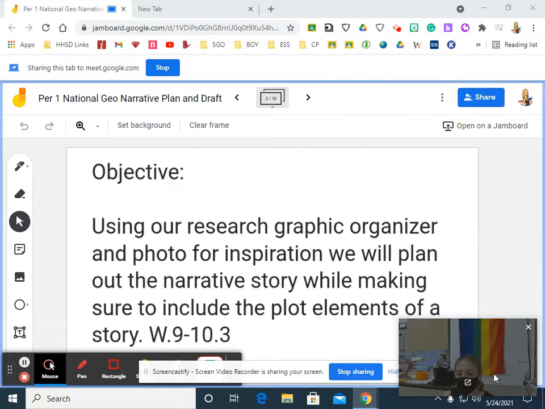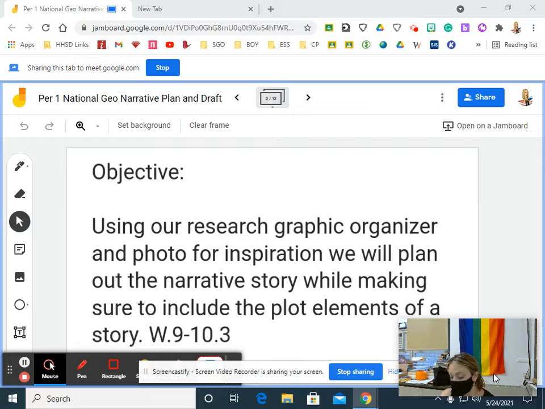All right, so today we are going to make a plan for our picture. So we went in and we researched where the picture happened. We talked about the culture of the area where it happened. We did research on what it looked like in that area by finding pictures. And you compiled all of that on your research graphic organizer.